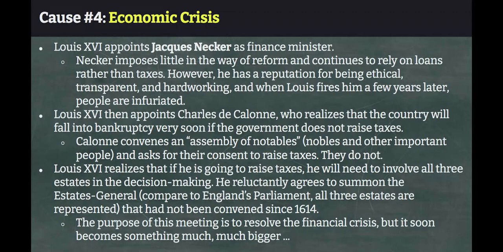So he's like, okay, well, if I'm going to raise taxes, I need to get all three estates on board here, right? He's like, I got to make the nobles pay taxes. I got to make the clergy pay more taxes. So what he decides to do is he agrees to summon what's called the Estates General. Now, this is kind of like England's parliament. This is kind of like a legislative body. So it's a meeting of all three estates. But the problem is that this group hasn't been convened since 1614, so it hasn't been convened in a long time.